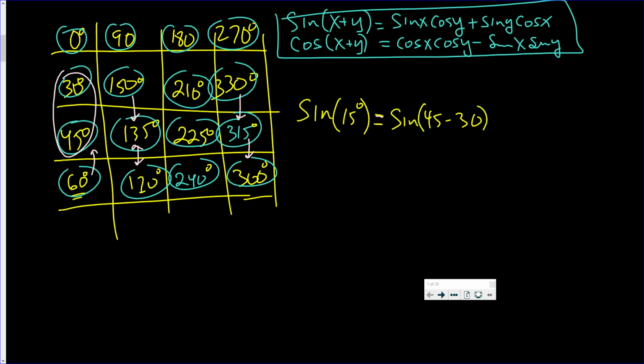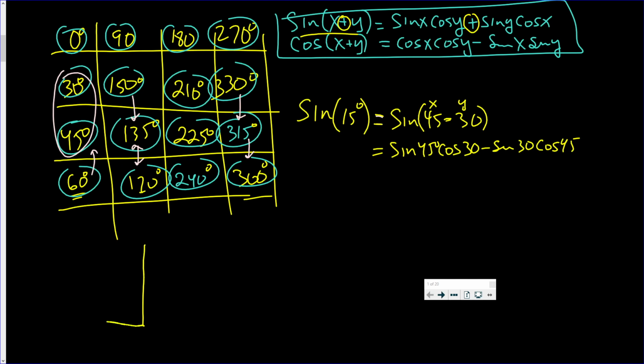So we're going to use the sine rule, but since that formula on top has a plus, but we have a minus, we know that that sign will be different. So that's x and that's y. It'll be the sine of 45 degrees, the cosine of 30 minus the sine of 30, the cosine of 45.